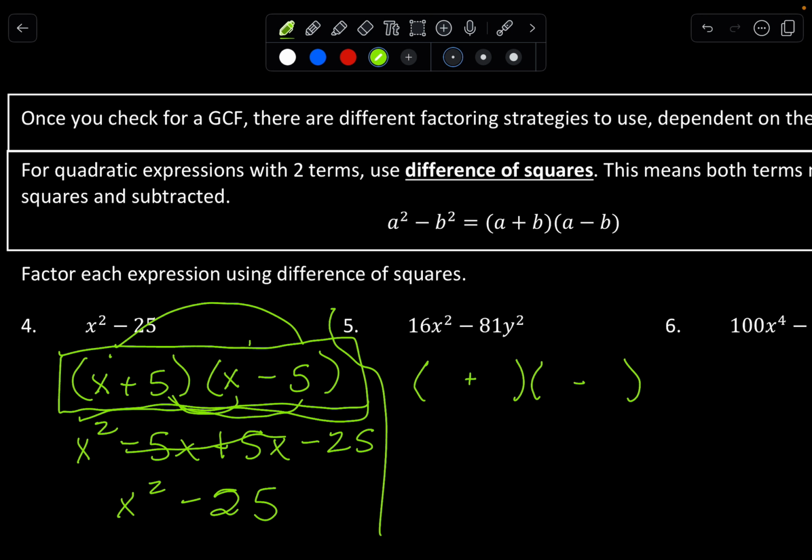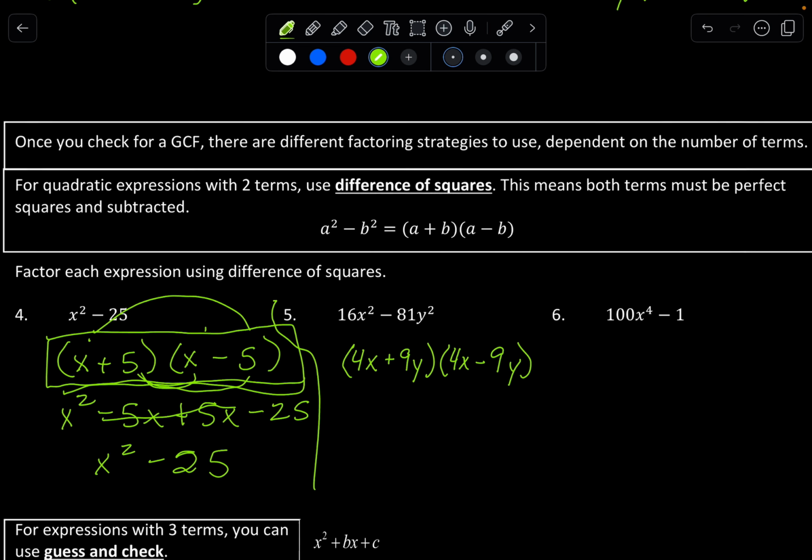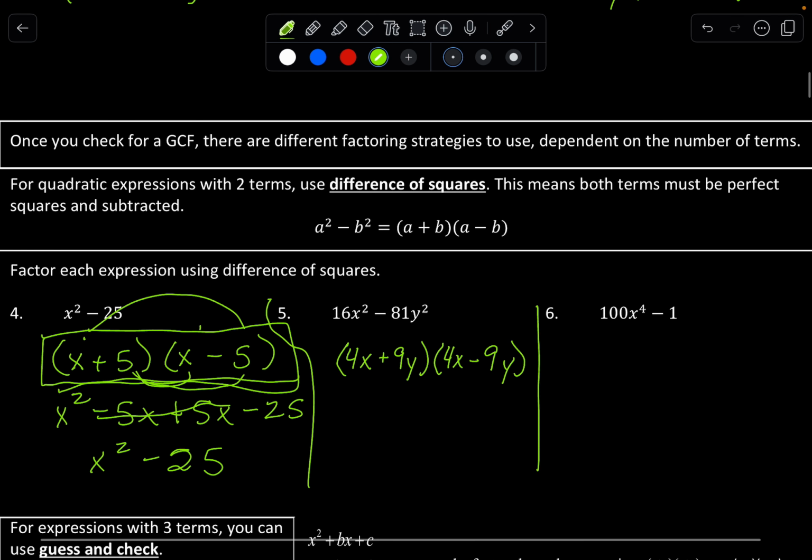So what do I take times itself to get 16x squared? The first part would be a 4 and then an x. 4x times 4x gives me 16x squared. And then the second one is, what do I take times itself to get an 81? That'd be a positive 9, negative 9. And then what do I take times itself to get y squared? Just a y. And again, if you feel better about FOILing that back out to make sure you have the right answer, you can do that.